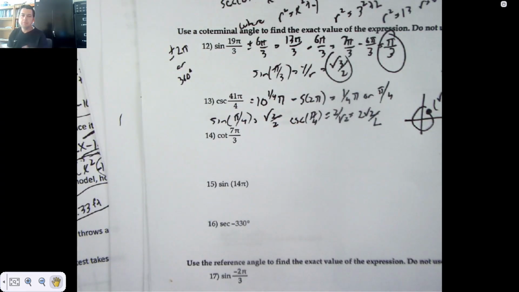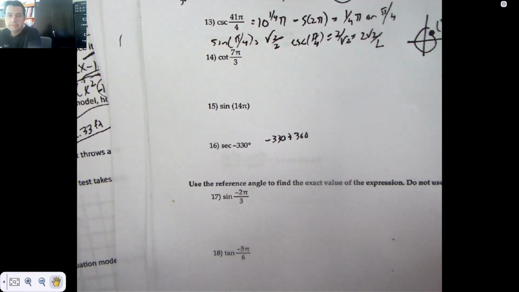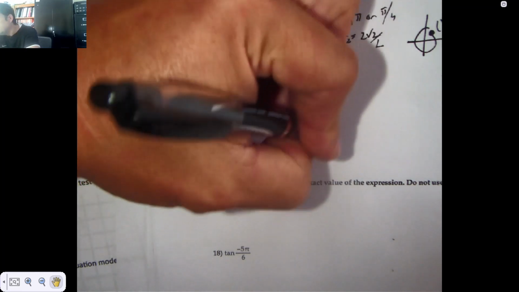I don't feel like doing a whole bunch of these. So I'm going to jump on down to 16. It's a negative angle. I'm going to take negative 330 and I'm going to add 360 because that's coterminality. And that's going to give me 30 degrees. So now I'm finding the secant of 30 degrees.